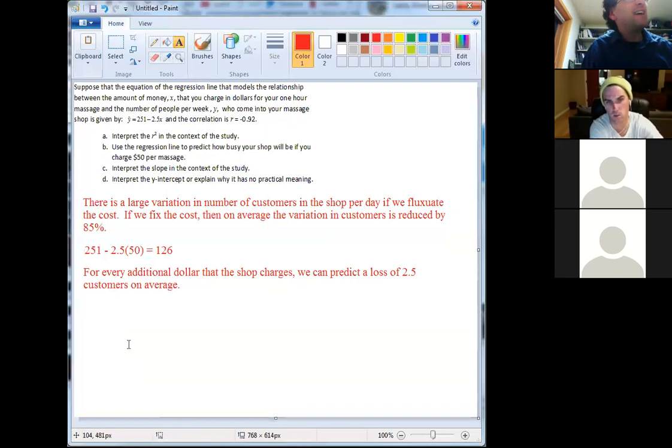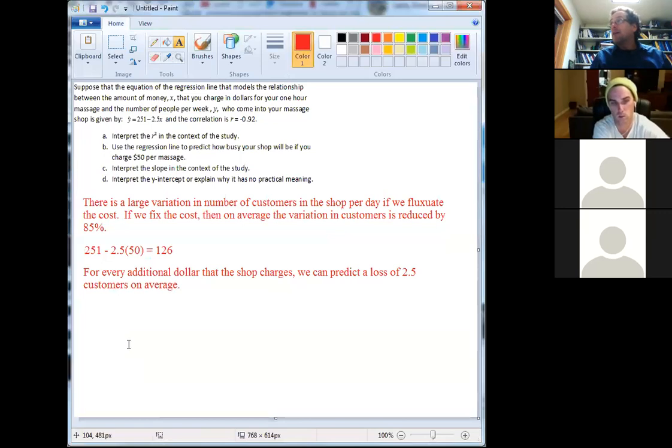Diminishing returns, good guess, but that's not what diminishing returns are. The line itself, the 251 minus 2.5x. If you're a business major, you're supposed to know it. If you're not, then you have an excuse. Anyone know? It's called the demand curve.